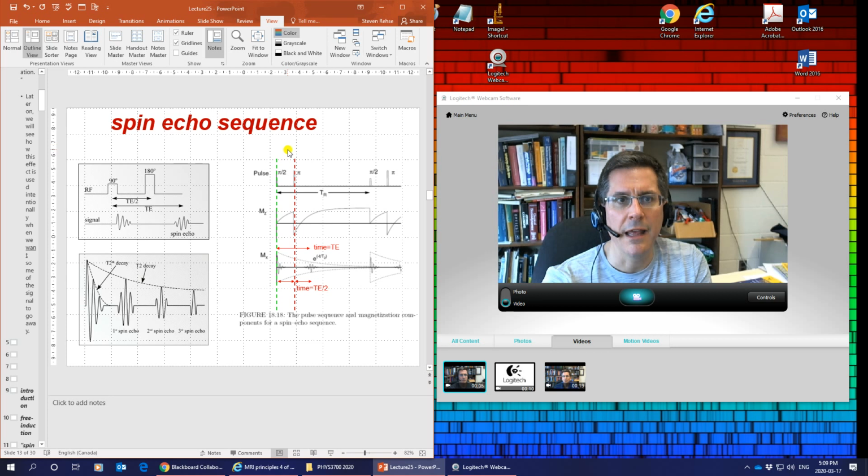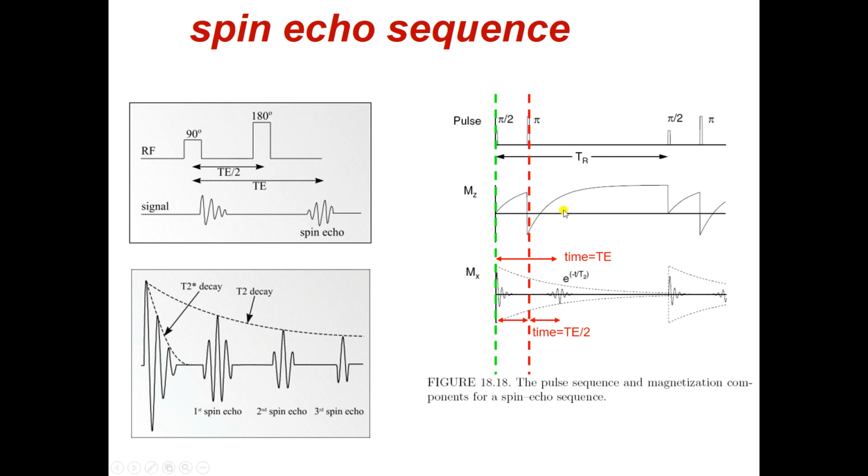So what's the idea of that? This is going to be called a spin echo sequence. Note I'm modifying the pulse sequence that we had before. Before, we had the pi by 2 pulse and it just recovered, and then the pi by 2 pulse, and that was it. Now let's see what happens on this pulse.